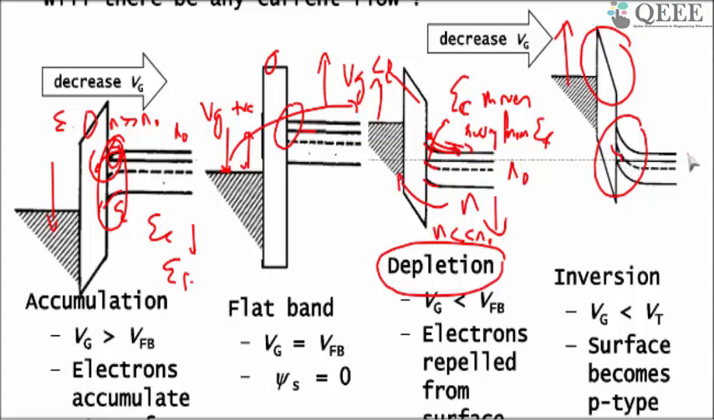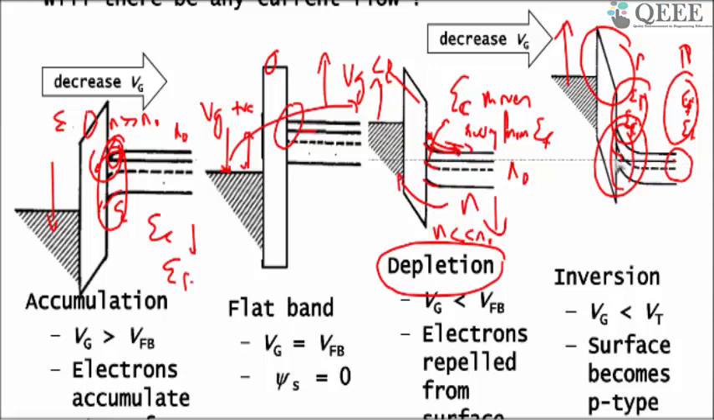If you look at the bulk, EI is above EF, but at the interface EF is here, EI is here. Sorry, this is like an N-type. Here EF is above EI, but in this case at the interface EI is above EF. So this is like P-type. That means this surface condition is favorable for holes.